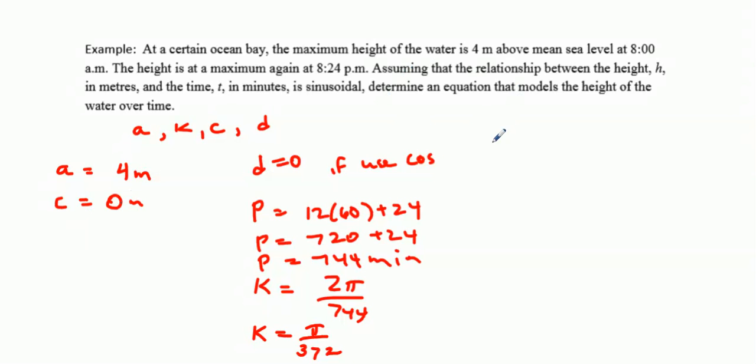So we are going to say, let's see, H of T equals 4. We started at our max, so that's okay. We don't need to reflect. Cos of pi by 372 times T. Oh, I'm sorry, I didn't need that bracket because we don't have a phase shift, and we don't even have a C value, right? So all we need to do here is put the T in, and we're done.